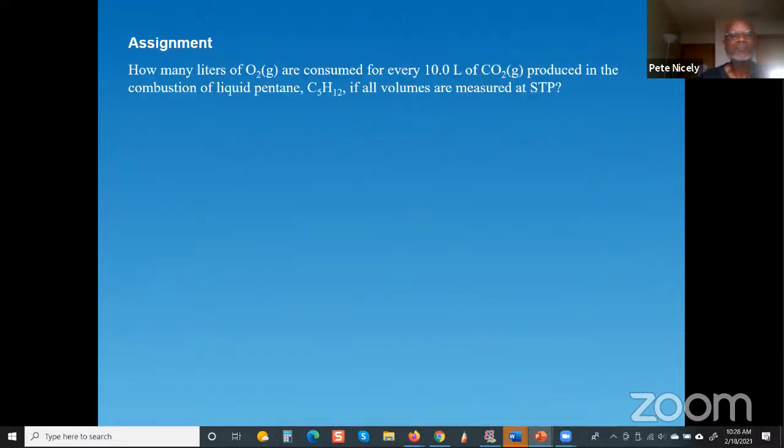Okay, so here's an example based on what we have just covered. The question says, how many liters of O2 are consumed for every 10.0 liters of carbon dioxide produced in the combustion of liquid pentane, if all the volumes are measured at STP? So basically it's C5H12 that is reacting with, now it says here, combustion. So what is the C5H12 reacting with?